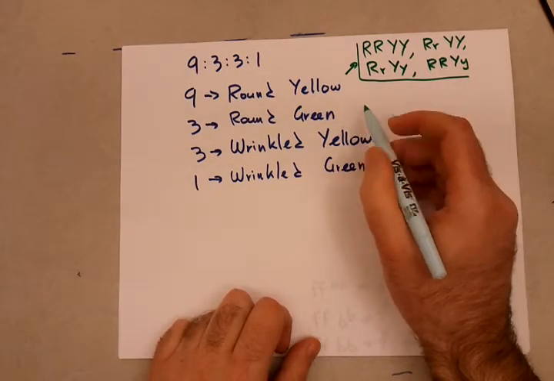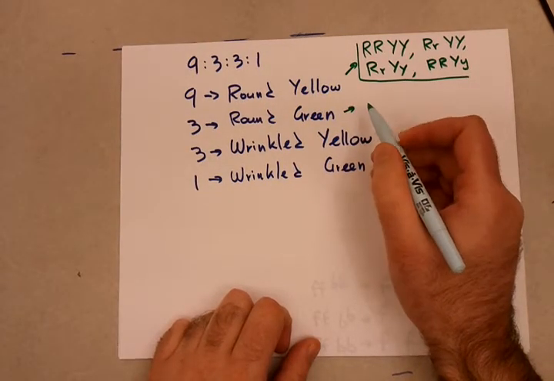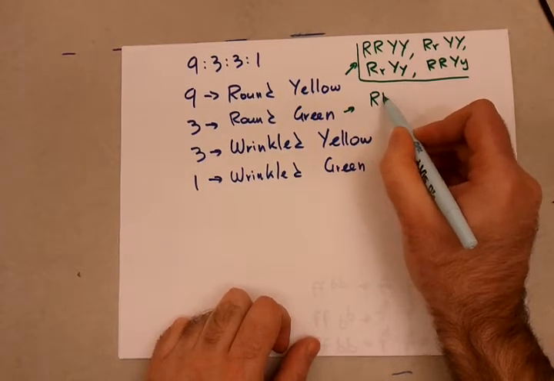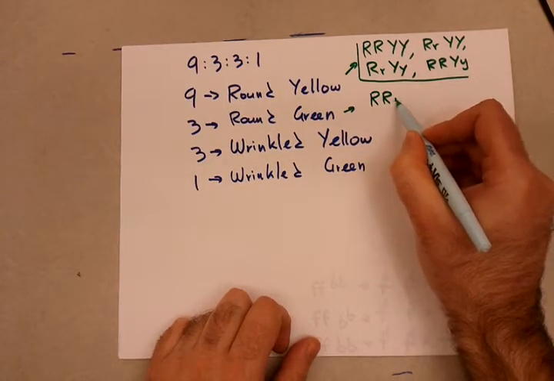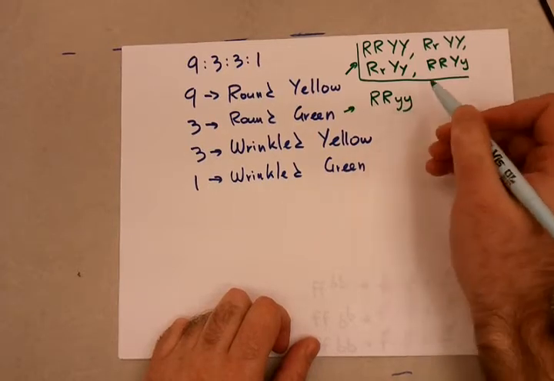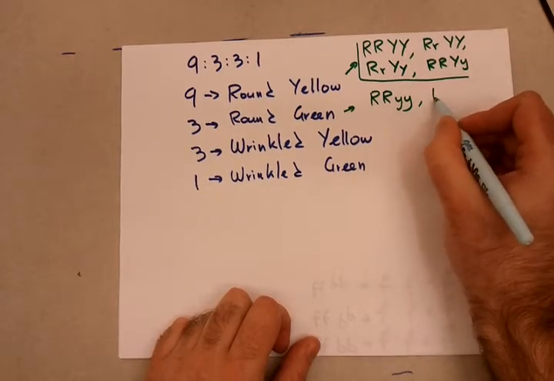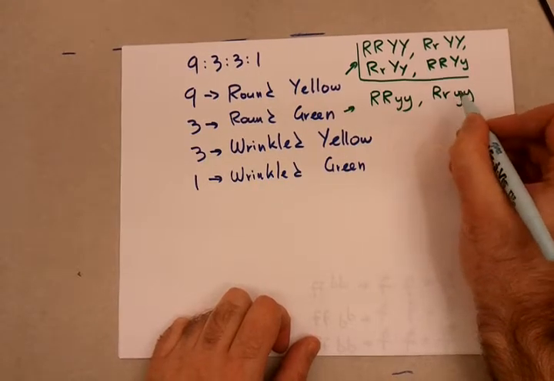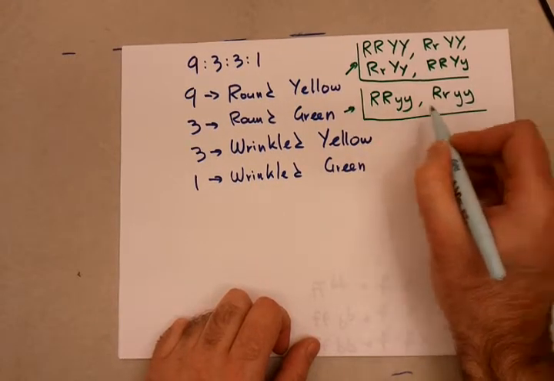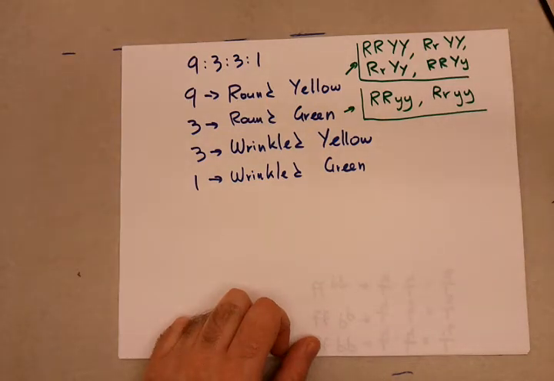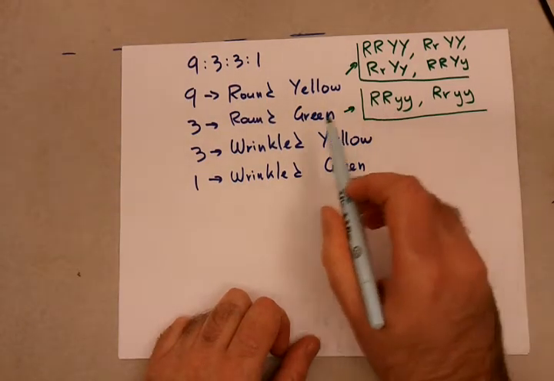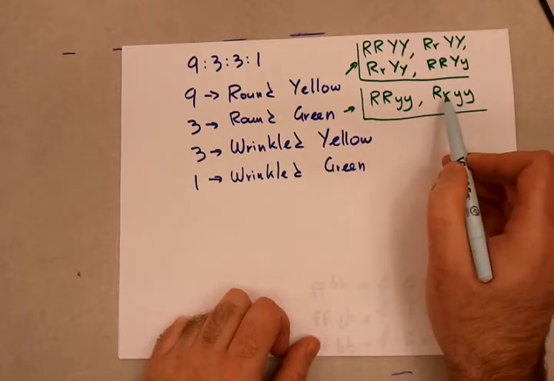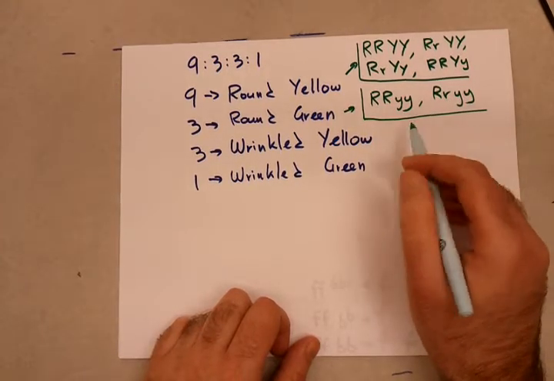Same thing with the round and green. Contributing here could have been big R, little y. Has to be 2 little y's because that gives us the green. Could have been big R, little y, and that's it. Those are the only 2 combinations that could have yielded that, because the round can be either homozygous or heterozygous, but the color has to be recessive.